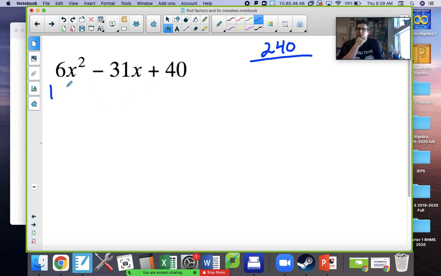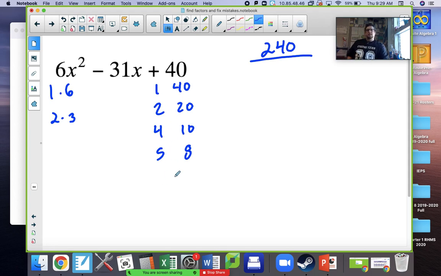So we know that we have 1 times 6 or 2 times 3. For 40, I can think of 1 times 40, 2 times 20, 4 times 10, 5 times 8. 6 doesn't work, 7 doesn't work, so we're back to 8. So here's our whole list. Now we're going to run through our factoring options.